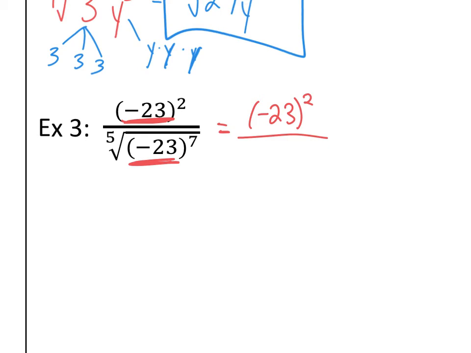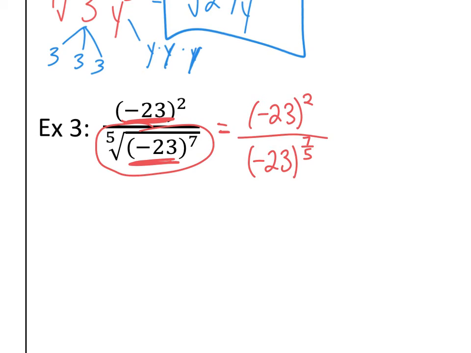You see what I'm talking about? Can we rewrite this as a fraction? Could be like 7 over 5. Yeah, negative 23 to the 7 over 5. Everybody see that? Okay. So now I've got that quotient rule.